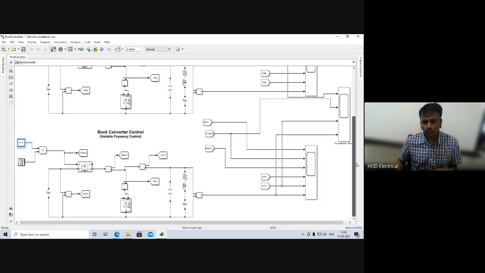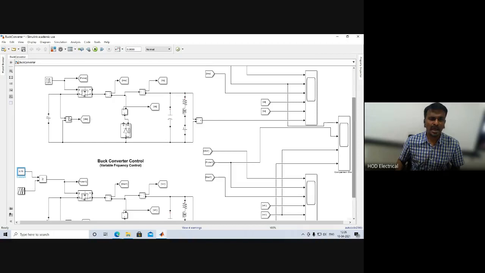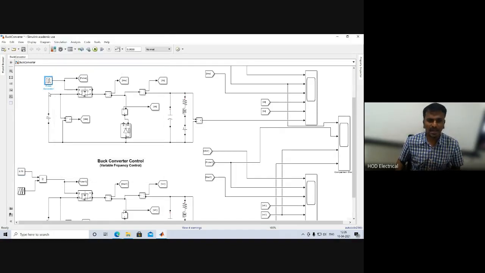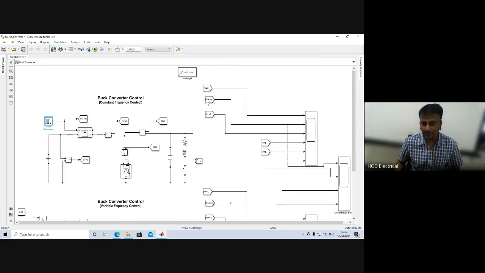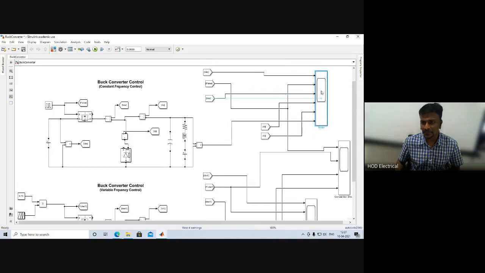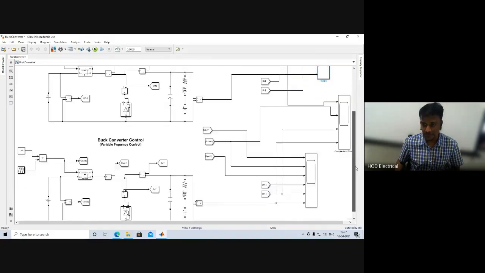So in order to understand the variable frequency control, I am taking the switching frequency of this circuit as the reference. For this reference switching circuit, I have taken the pulse width in this scope also. This is the reference, so I am not going to open anything in this block. This is already done, and I explained it in the last lecture also.